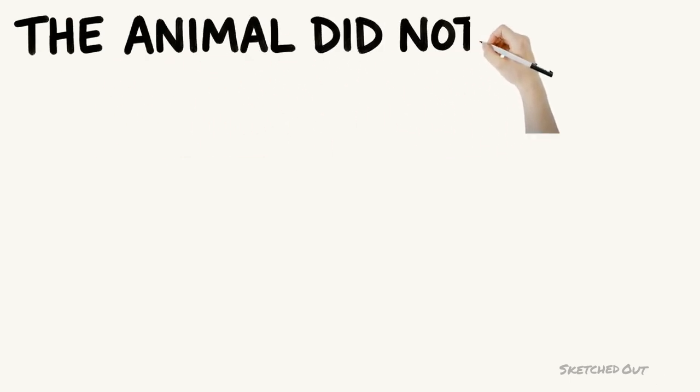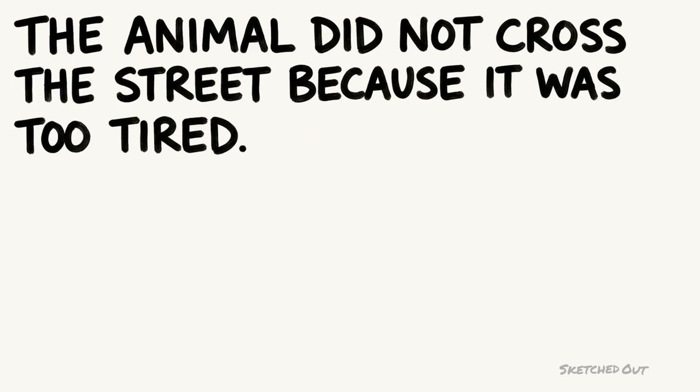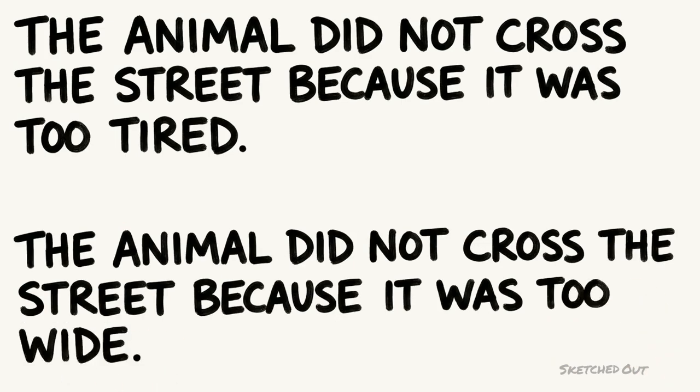Read this sentence. The animal did not cross the street because it was too tired. What does the word "it" refer to? The animal, obviously. Now change one word. The animal did not cross the street because it was too wide. Suddenly, "it" means the street.